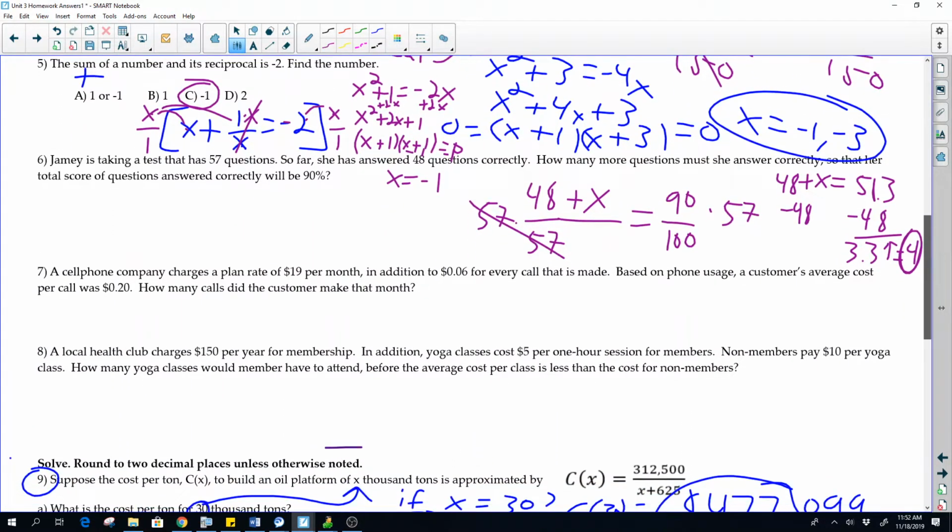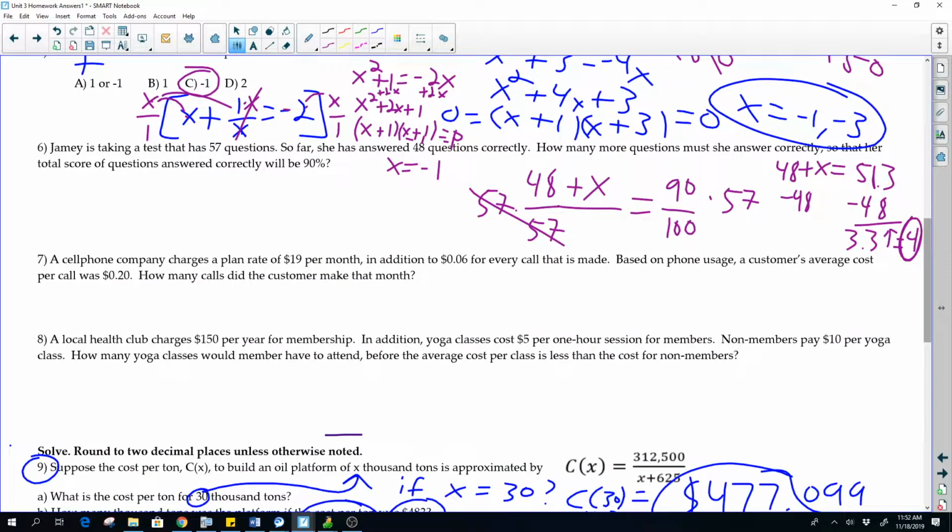Okay, so we'll just set that up and let you solve. A cell phone company charges $19 per month plus 6 cents for every call. Based on phone usage, the average cost per call was 20 cents per call. How many calls did the customer make that month, for just 1 month?